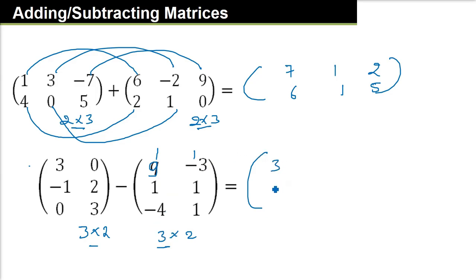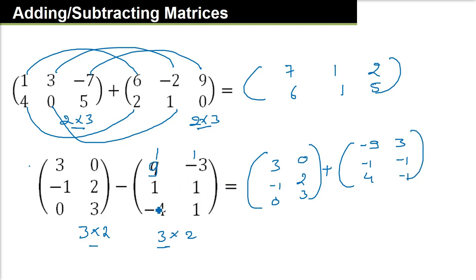The first matrix remains unchanged. It will be 3, -1, 0, 0, 2, 3. Now you multiply -1 with each element inside and make a plus, so the sign will change, and then you simply add. So 3 and -9 is -6. 0 and 3 add, you get 3. -1 and -1 is -2. 2 and -1 is 1. 0 and 4 is 4. 3 and -1 is 2. So this is how you add and subtract matrices.